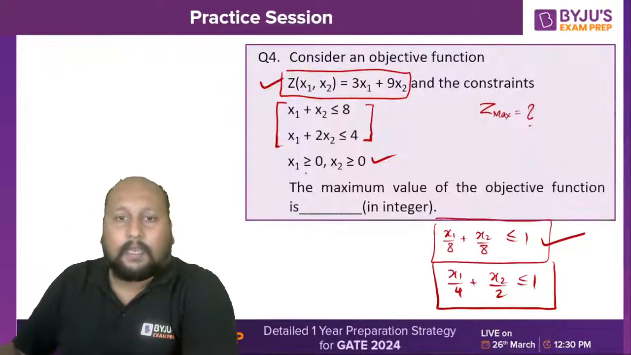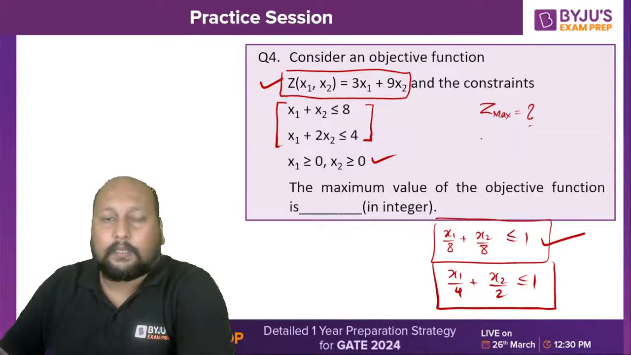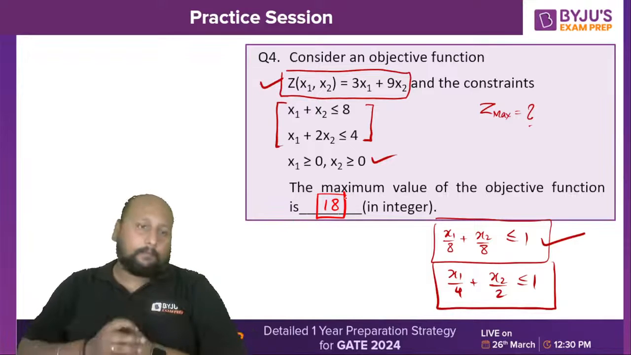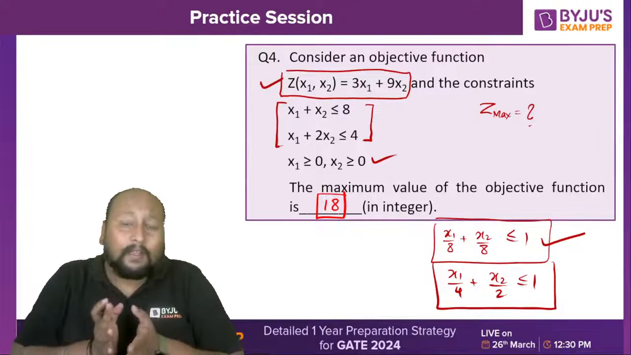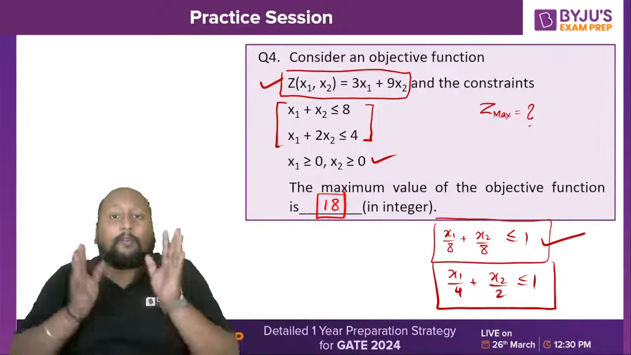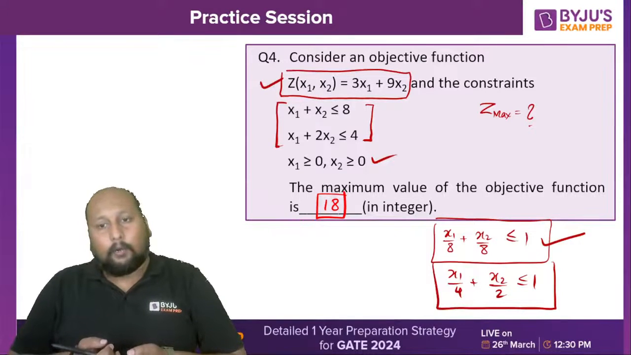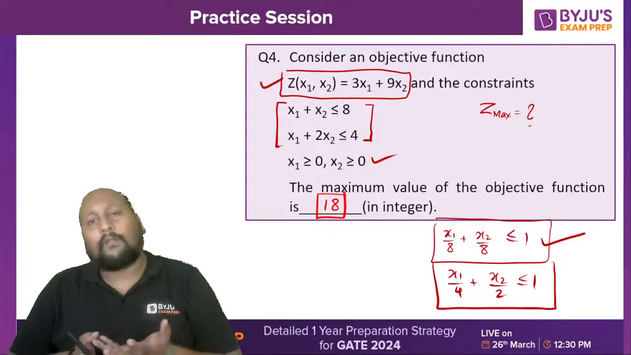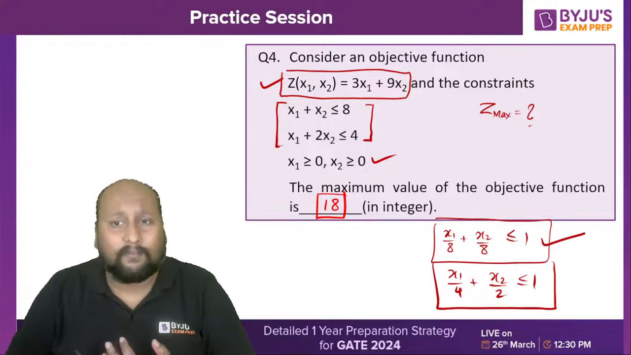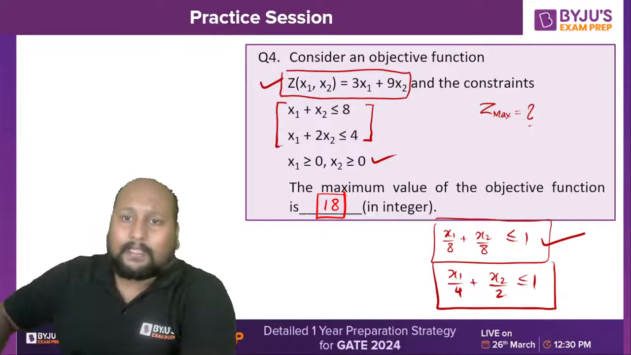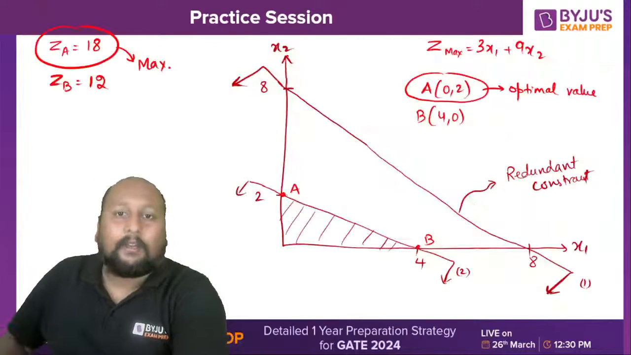So I can simply say the maximum value of this will be simply 18. And you won't believe, this is a question of 2 marks from GATE examination perspective, right? So if you are thorough with the concept, I don't think it's difficult to get good marks in GATE examination. We are getting the maximum value of this objective function as 18, which we have calculated.